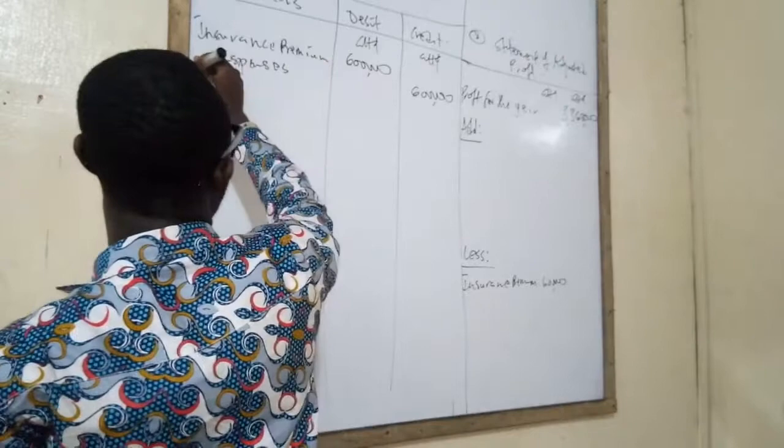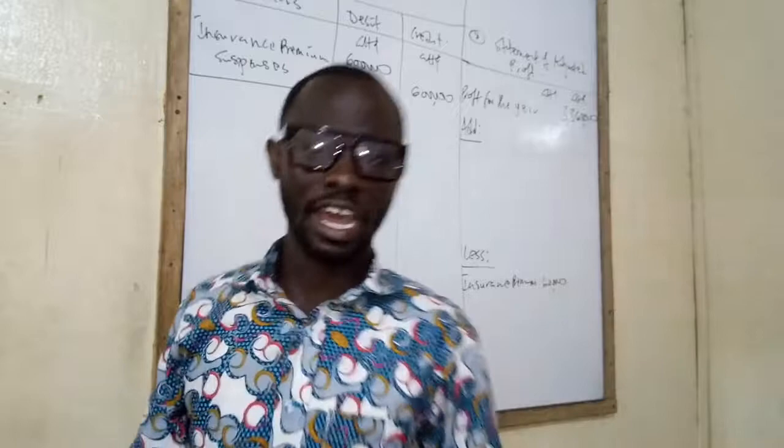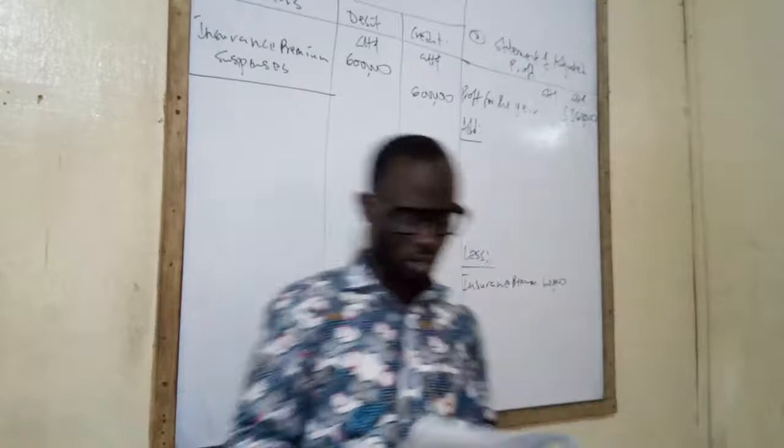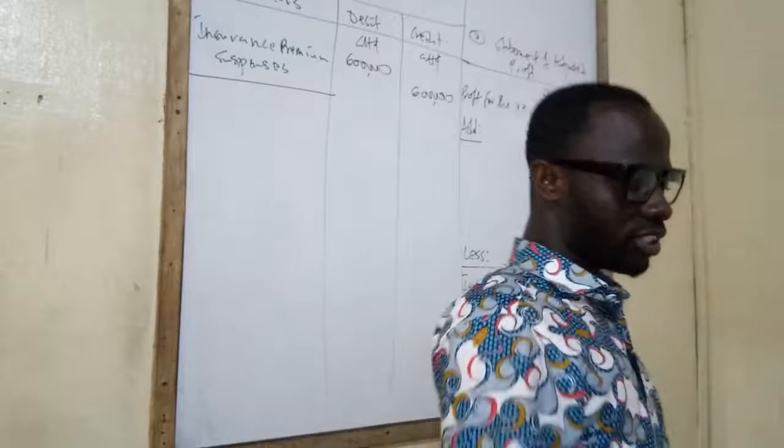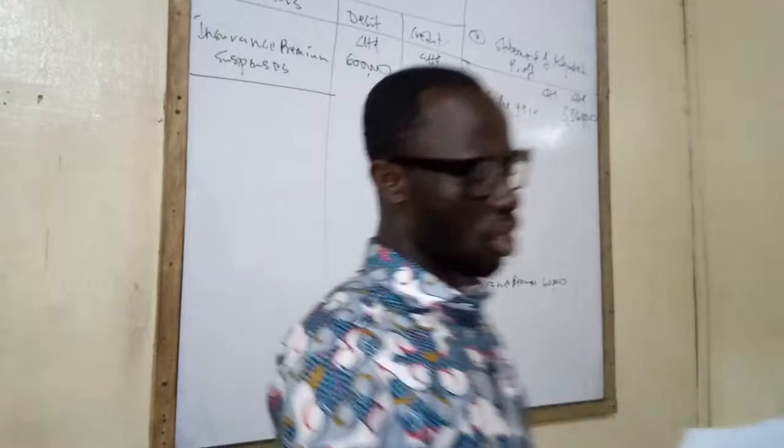Otherwise, we would have said error of casting or error of undercast in the insurance premium account, now corrected. Next one. An amount of 440,000 in respect of private purchases made by Kekeli had been included in the purchases account of the company.